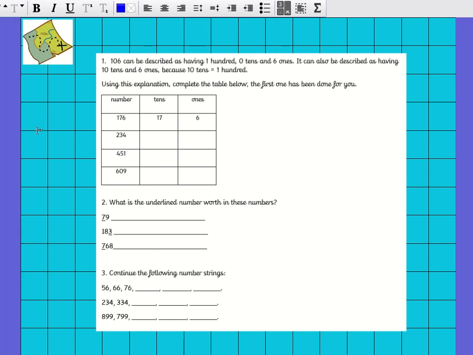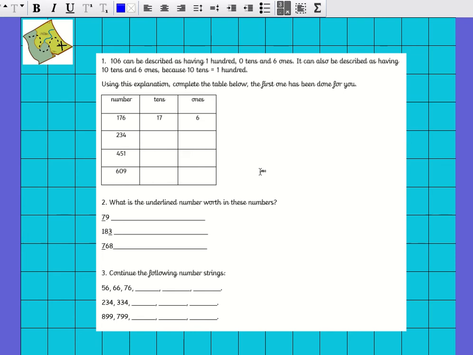Question number 1 says, 106 can be described as having 100, 0 tens and 6 ones. It can also be described as having 10 tens and 6 ones because 10 tens equals 100. We've just talked about that on the vocab page. Using this explanation, can you complete this table below? The first one's been done for you. The example given is that 176 has got 17 tens and 6 ones. Can you use that knowledge to complete the other sets of numbers? Okay, so that's question 1.